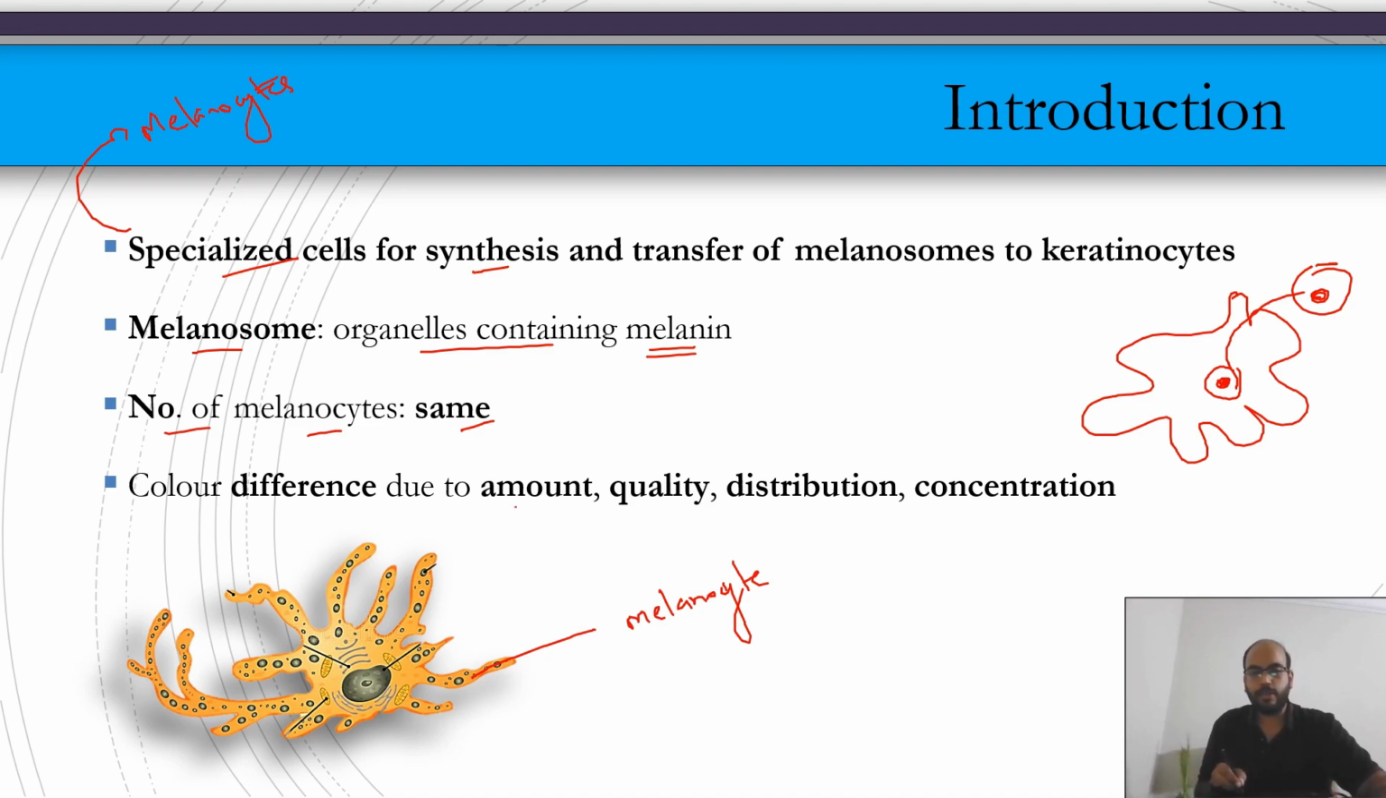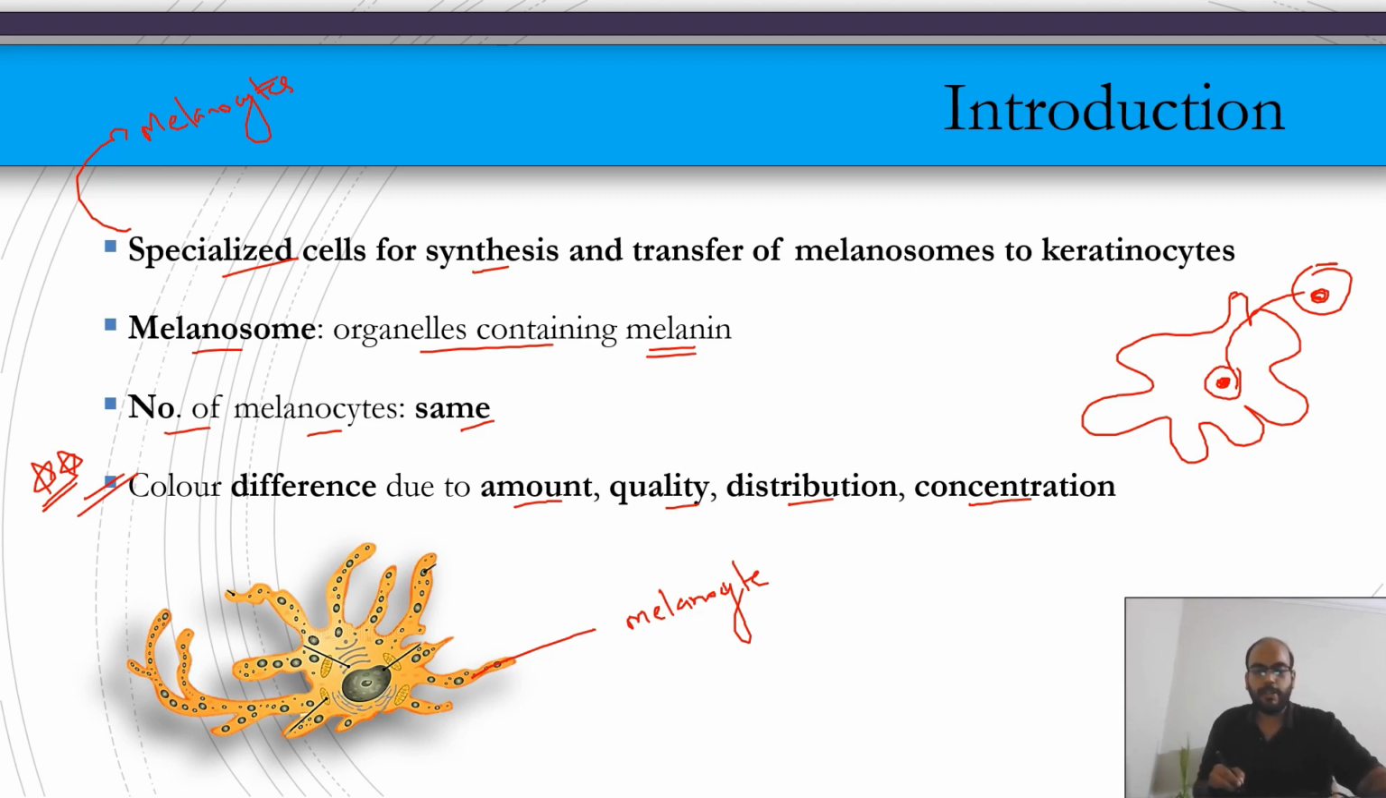the color difference arises due to the amount, quality, distribution, and concentration of melanosomes inside the melanocytes. So the number of melanocytes per unit area is the same in all individuals. But the difference of the skin color is because there are different activities of the melanin formation enzymes. There's different quality of the melanin formation. There's difference in distribution of melanin to the keratinocytes, and also the concentration inside the keratinocytes and melanocytes. Because of these subtle differences, you have the intense variation in skin color that we usually see around us. And this is a very important aspect to understand, that the number of melanocytes is the same. It's just their activity that is different from person to person.